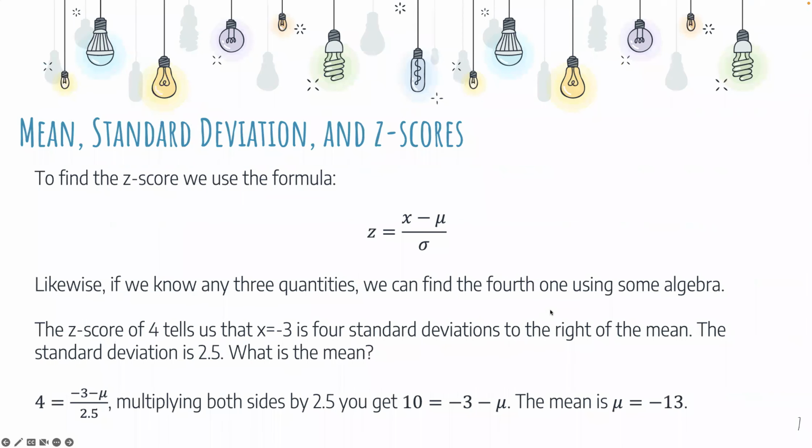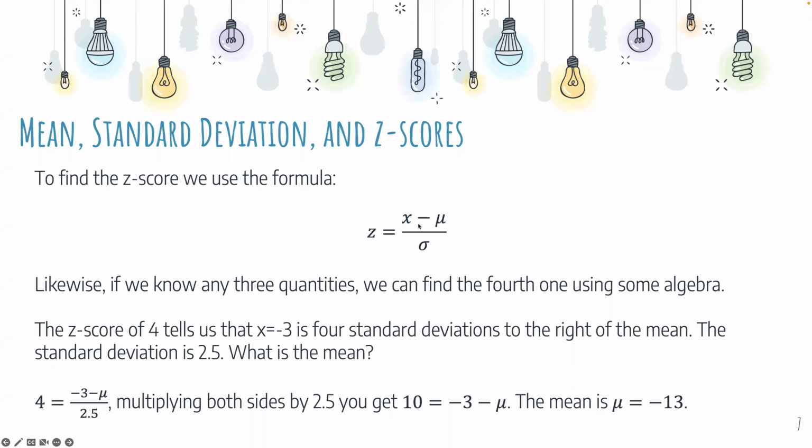All right, another example. We can relate mean, standard deviation, and Z-scores with this formula, and once you have 3 of them, you can find the 4th one just by doing some algebra. So we know that the Z-score of 4 tells us that X equals minus 3 is 4 standard deviations to the right of the mean. The standard deviation is 2.5.